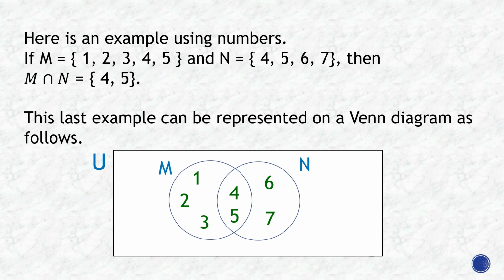As you can see, if we only consider set M, 4 and 5 is still included in that set. Now, if we only consider set N, again, 4 and 5 is part of that set. So you have this intersection, 4 and 5, for the two sets. That's how we illustrate or represent intersection using a Venn diagram.